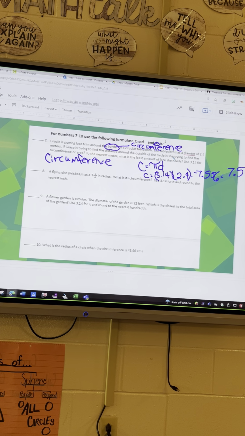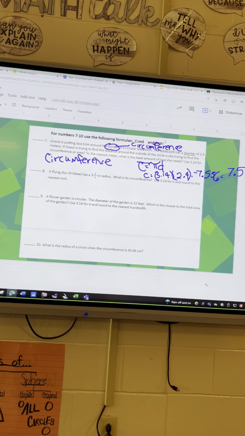It asks you in the question, what is the least amount she would need? If she can only buy in the yard, 1 yard, 2 yards, can she buy 6 yards and have enough? No. Can she buy 7.25 and have enough? The least amount she's gonna need is 7.5.